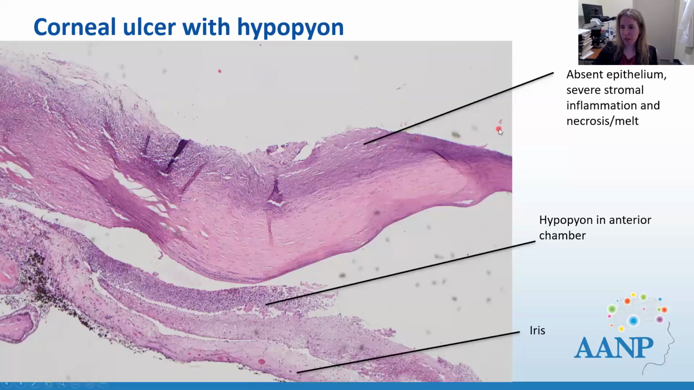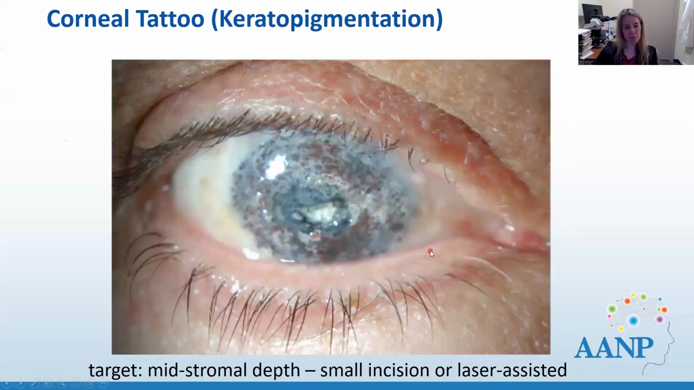Corneal ulcers we'll see quite frequently with penetrating keratoplasties. You can see here inflammation, absent epithelium, melting of the stroma. Here you can see also that there's a hypopyon. Hypopyon is basically pus in the anterior chamber, and some of the iris came with this specimen as well.